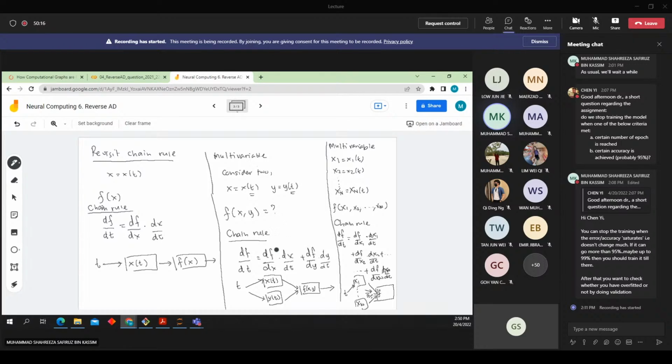That's why in the slides it's written in the summation form. So the partial derivative of f with respect to t equals the summation of i equals 1 until n, of the partial of f with respect to xi times dxi over dt. So this is the summation form, rather than writing it all out. Hopefully that helps.